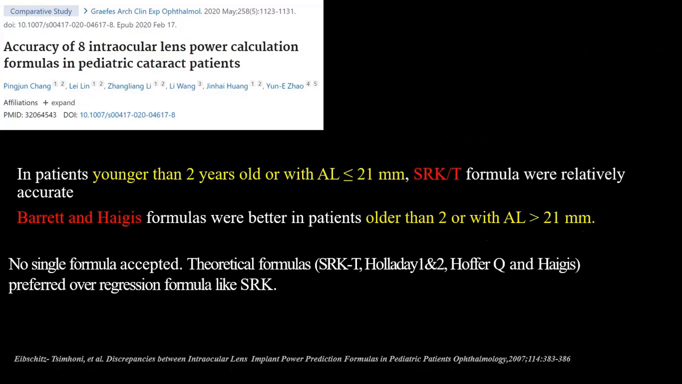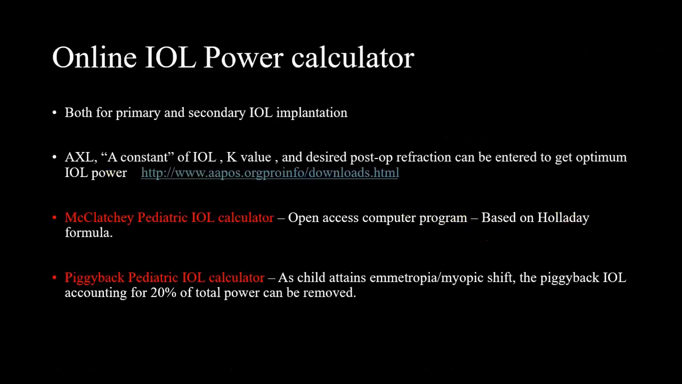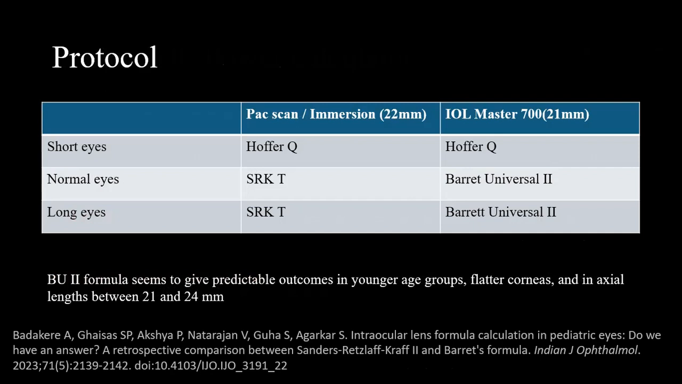In patients younger than 2 years old or with axial length less than 21 millimeter, the SRK/T formula was relatively accurate, and Barrett and Hedges were better in patients older than 2 years or axial length more than 21 millimeter. There are also online IOL power calculators available, like the McClatchey pediatric IOL calculator and the Piggyback pediatric IOL calculator. So the protocol is, if we are using a PAC scan or an immersion A scan, for short eyes less than 22 millimeter, we can use Hoffer-Q. For normal and long eyes, SRK/T. And while using optical biometers like IOL Master, short eyes Hoffer-Q, and normal and long eyes Barrett Universal 2.